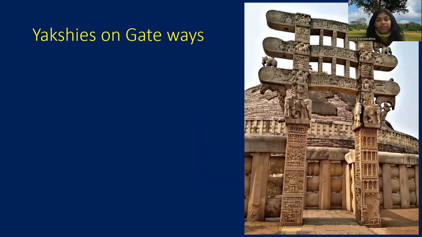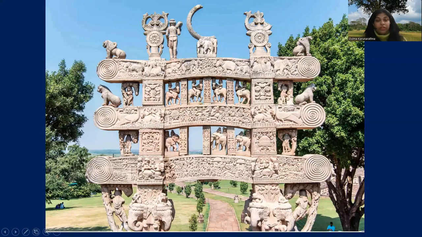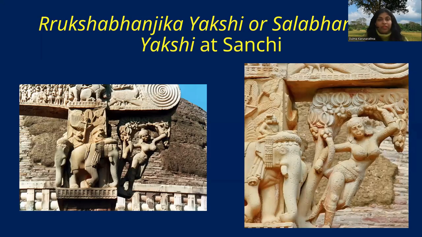When we think about yakshis on gateways, here you can see the Sanchi gateway and her location. So not only as a bracket figure in between the architrave and the uprights, but also in between each architrave you can see a similar representation in a small version of those Salabanjika Yakshi or Vrukshabanjika Yakshi. Here again, you can see a close examination.